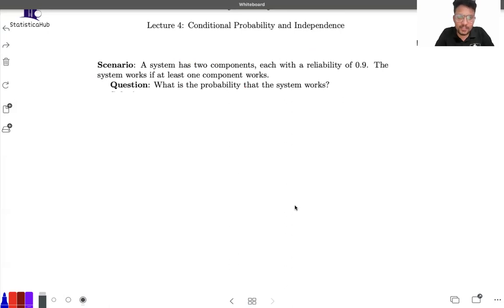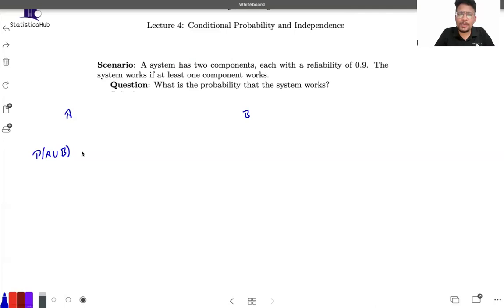We are having some scenario. A system has 2 components, each with a reliability of 0.9. The system works if at least one component works. So we are given component A and component B, and the system works if at least one of them is working. So we need to calculate probability of A union B, at least one, correct? So either A, B, or both of them. We have to calculate this particular probability.